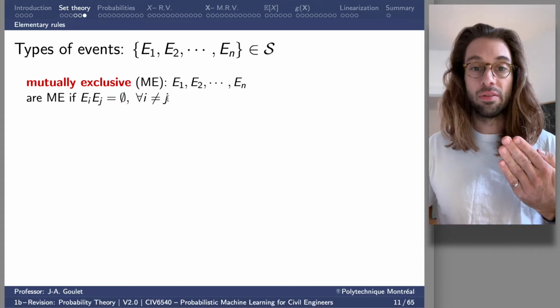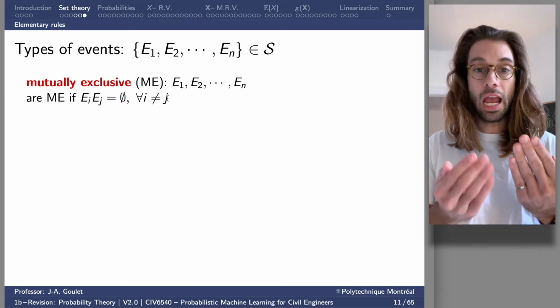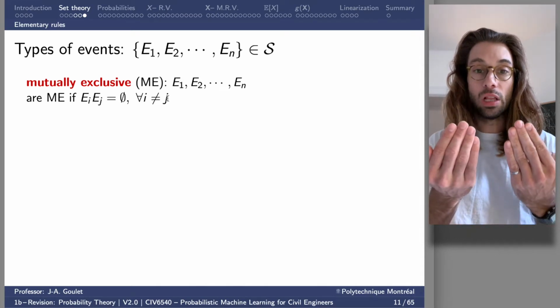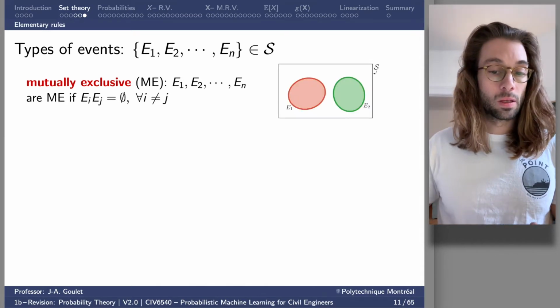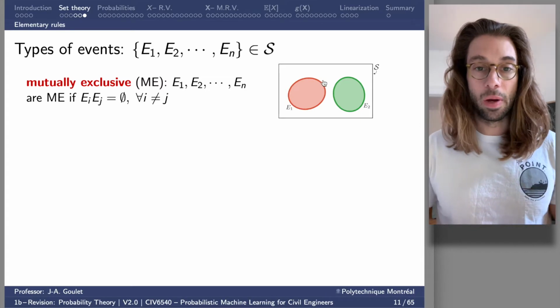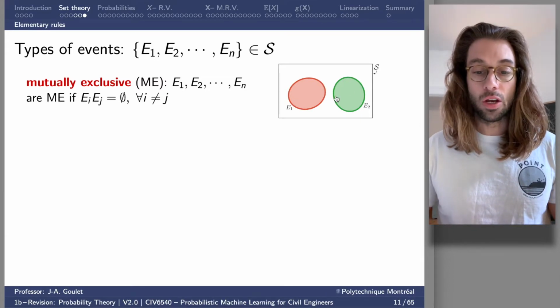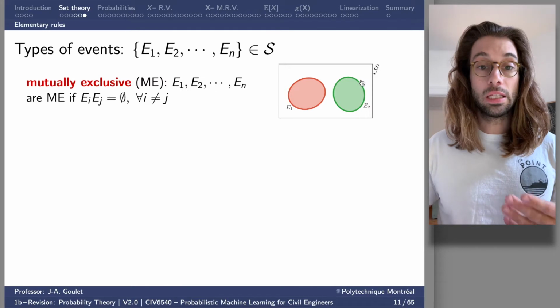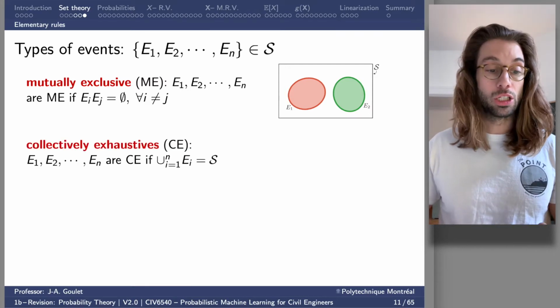So we don't talk about the event with itself, but any distinct event will have no overlap. In that case, if we represent this by the Venn diagram, E1 doesn't have any overlap with E2. We're going to say E1 and E2 are mutually exclusive.